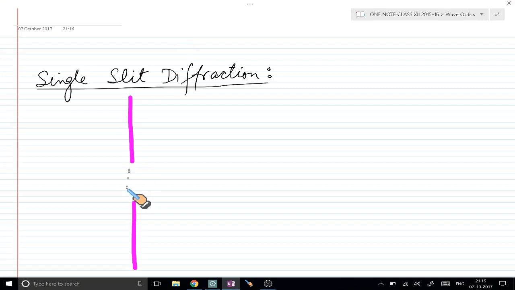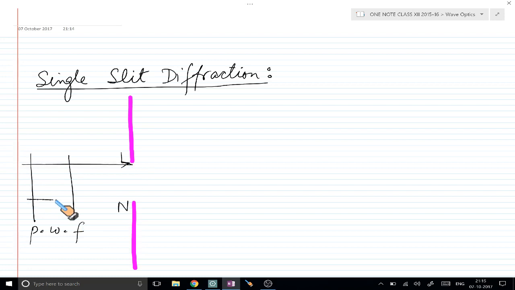The width of the slit is small a. Let us have L and N. We have a plane wave front coming from infinity and striking this aperture A. Now let the center of the aperture A be M, and then we have a screen.